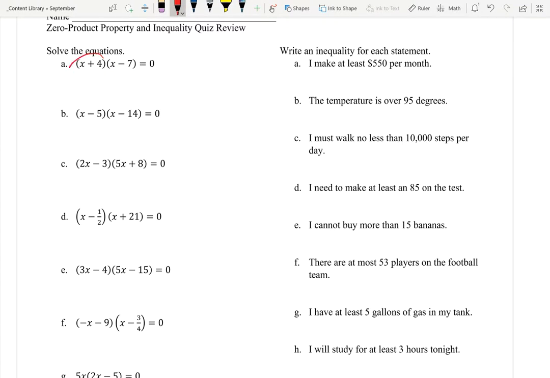So the question is, what makes x plus 4 equal 0? To solve this, we take x plus 4, set it equal to 0, and then solve that equation. We subtract 4 on both sides, and we have x equal to -4. There's one of the solutions. You can do the exact same thing with the other side. What makes x minus 7 equal 0? Add 7 to both sides, and you get x equal to 7.